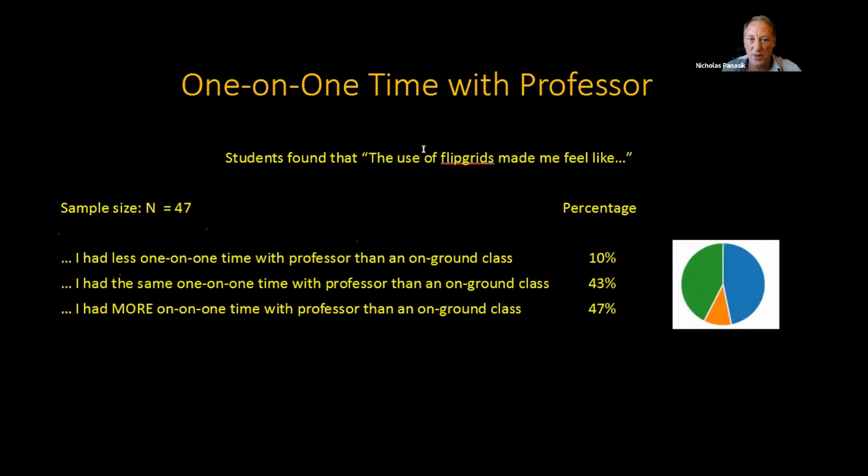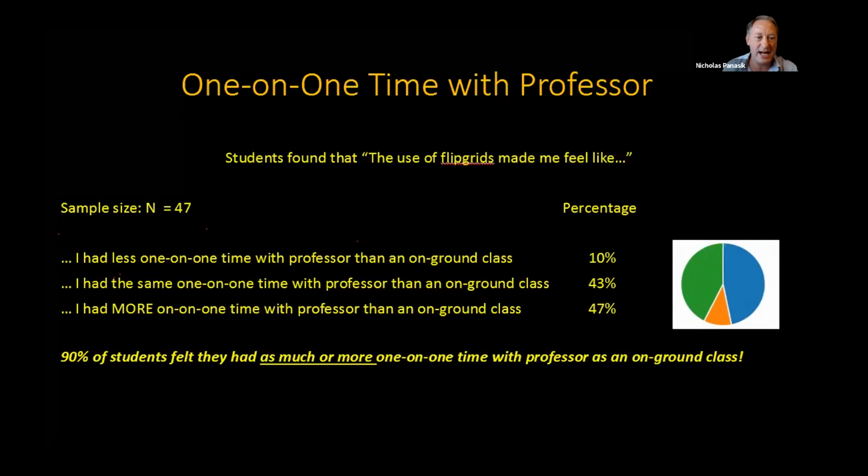And then students found that the use of Flipgrids made me feel like... And then these were the choices that they had. About 10% felt they had less one-on-one time with the professor than an on-ground class. About 43% said they had as much one-on-one time with the professor as an on-ground class. And a whopping 47% felt that they had more. That's 90% of students feeling that they have as much or more one-on-one time with the professor as an on-ground class. You're like, well, wait, how can that be?